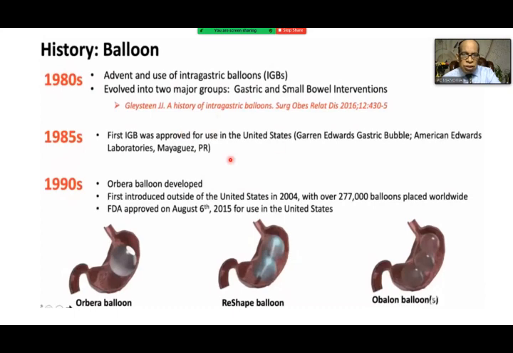Intragastric balloons were first approved in the United States in 1985, and we have two types of balloons, the fluid-filled balloons and the gas-filled balloons. The fluid-filled balloons are more effective but produce a lot of nausea, vomiting, and epigastric pain for the first 2 to 3 days. The gas-filled balloons are less effective and produce less nausea, vomiting, and epigastric pain. This is the Orbera balloon, which is a fluid-filled balloon. ReShape is also a fluid-filled balloon, and the Obalon is a gas-filled balloon.